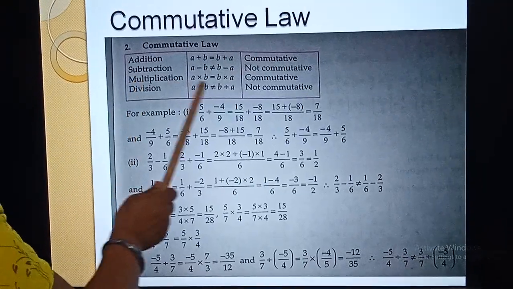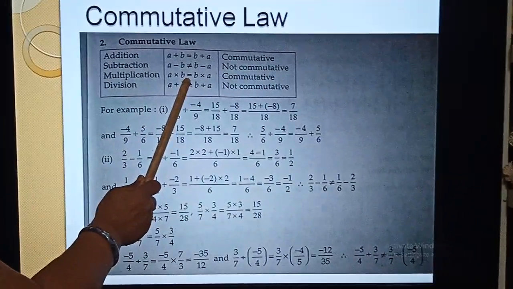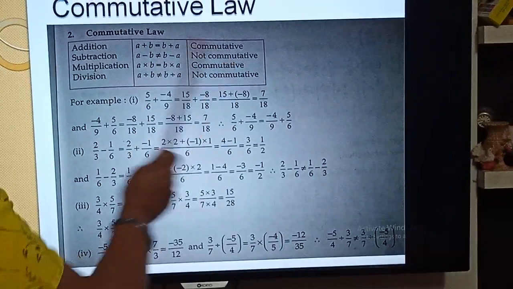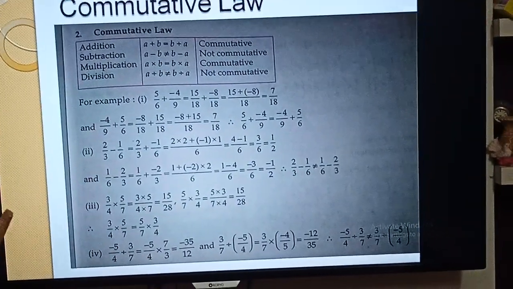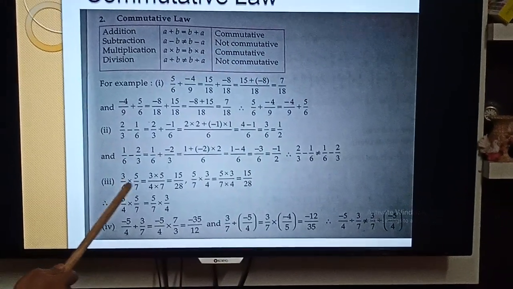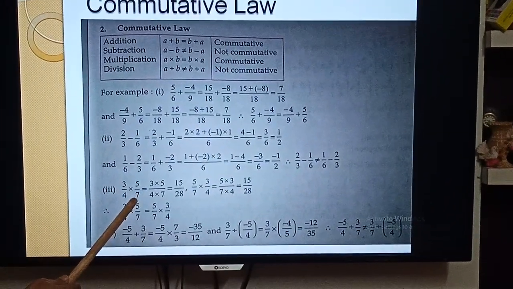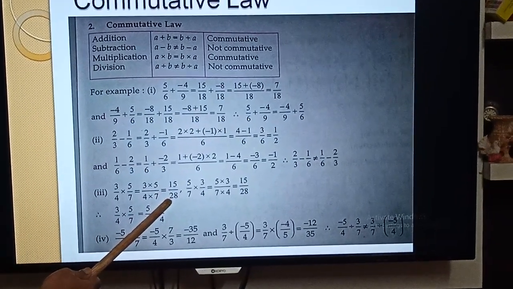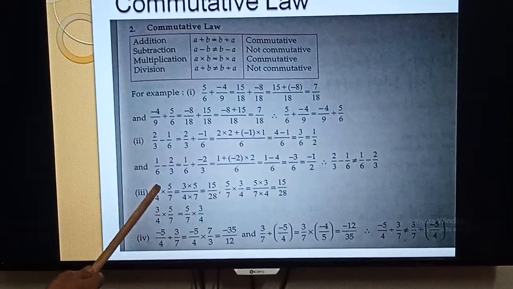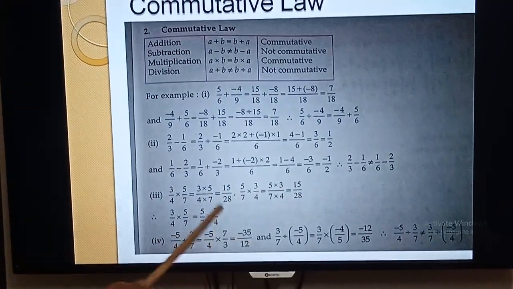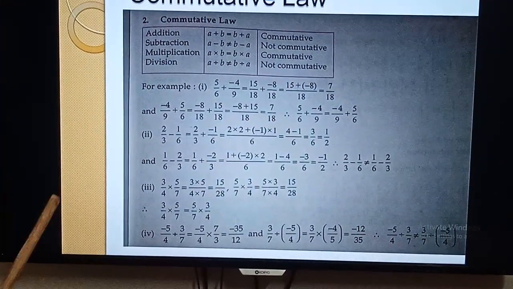Then third one is multiplication. A into B must equal B into A. Here it is called commutative law. Does it hold or not? With an example we can see here. 3 by 4 into 5 by 7. On simplification I get 15 upon 28. Here 5 by 7 first, then 3 by 4. On simplification I will get the same answer, hence it is satisfied.